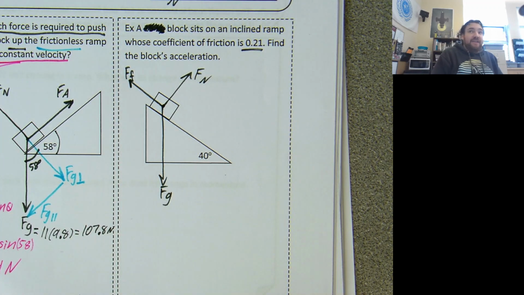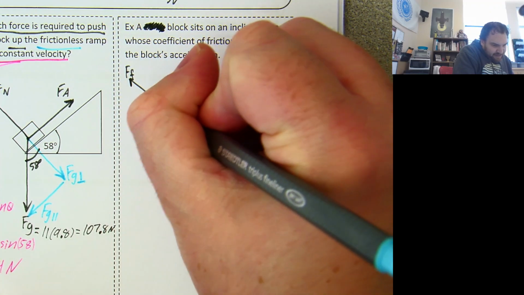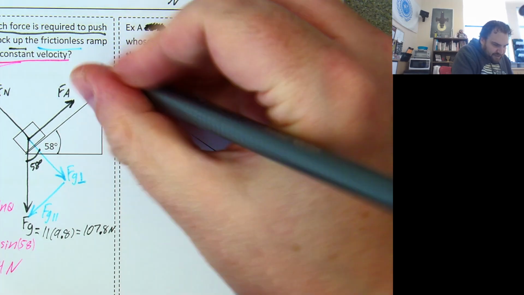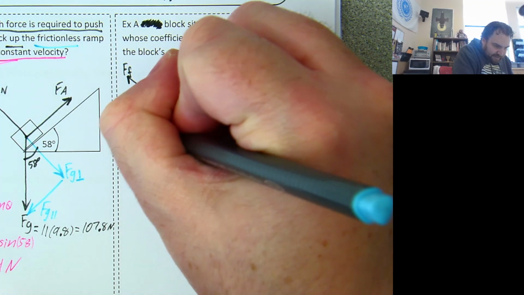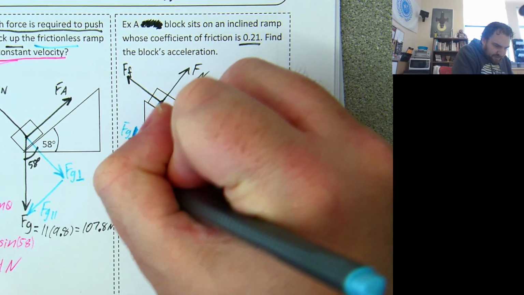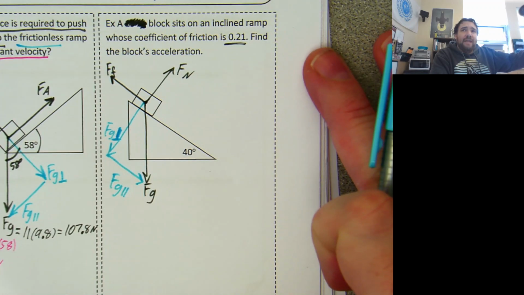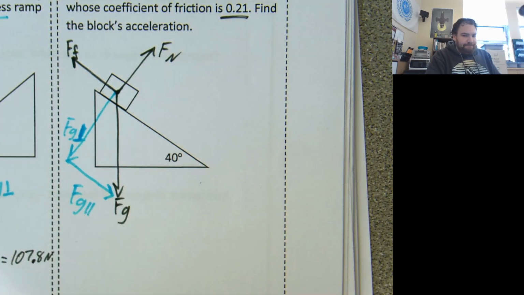So now we're going to add the component triangle in here. That guy's going to go that way. That guy's going to go this way. This is Fg parallel. This is that. Nope, I lied. That's perpendicular. This one's Fg parallel. And now we can start to fill this thing in.